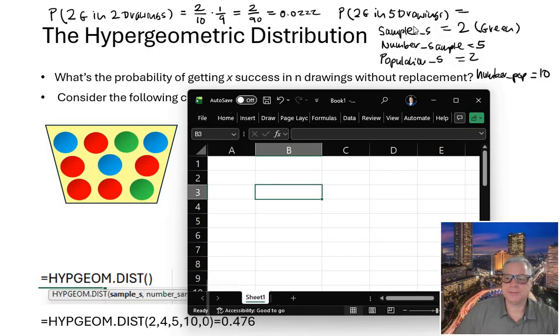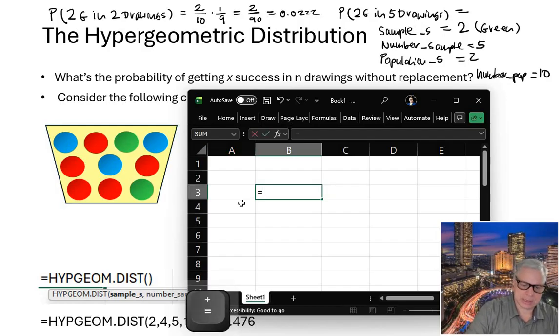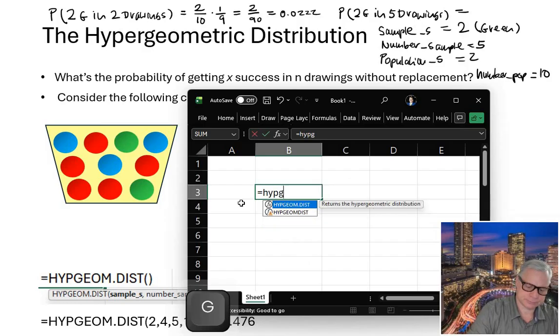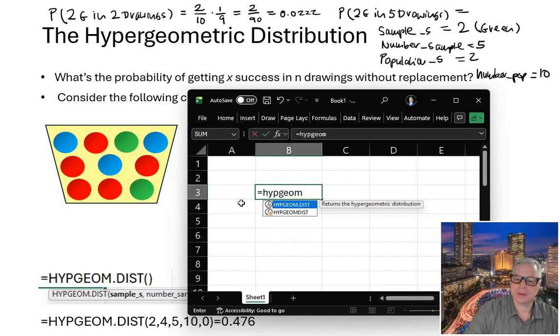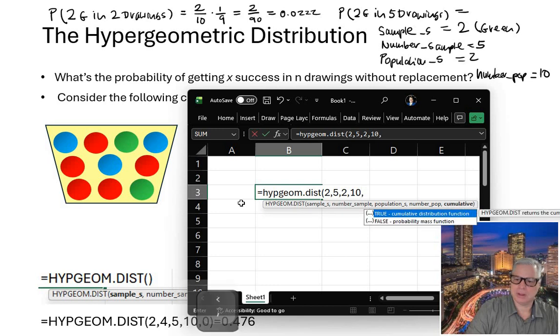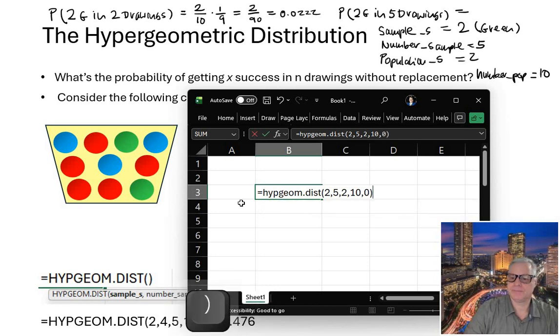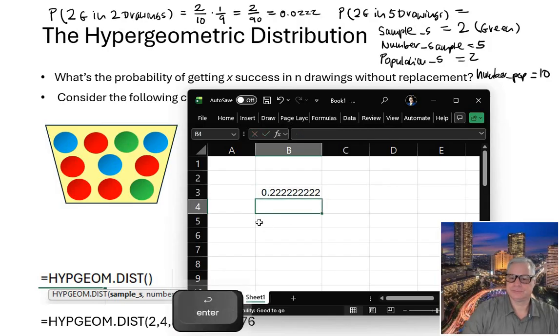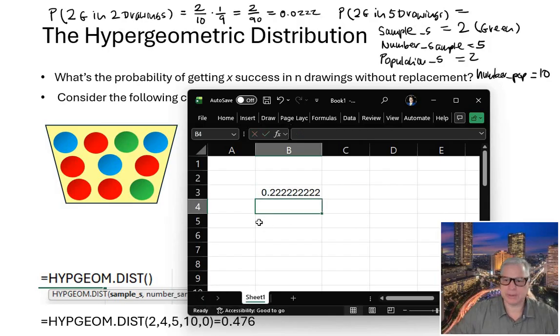Okay, let's do the next one: 2 green in 5 drawings. So that is equal to HYPGEOM.DIST. Now we have 2 in 5 drawings, 2 are in the population, and there are a total of 10 balls. Again, I don't want it cumulative. It looks similar, but that is 0.222.